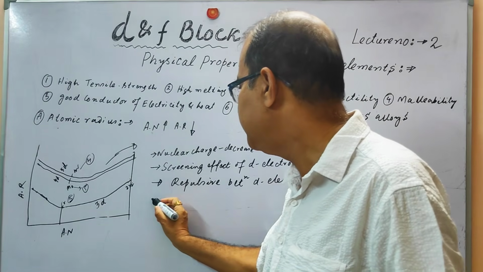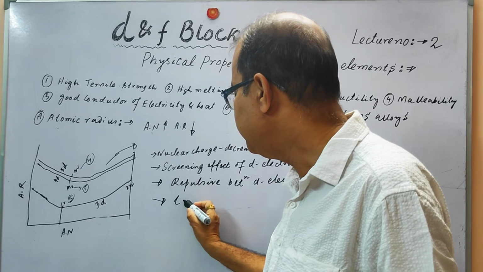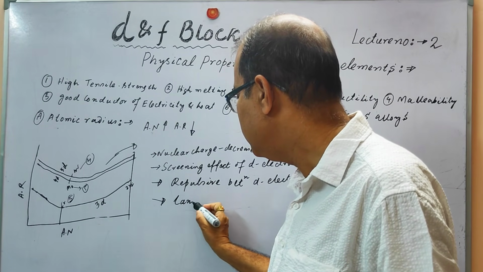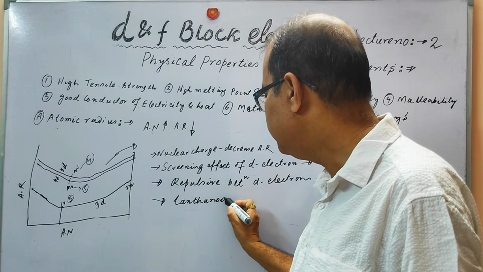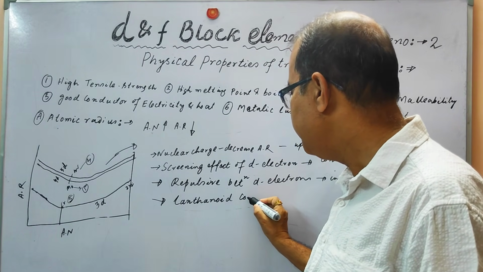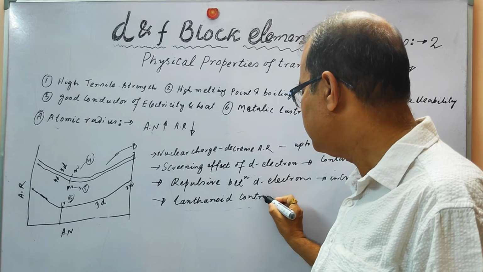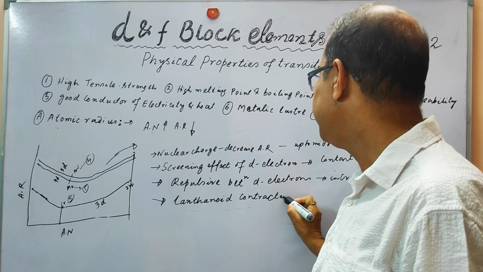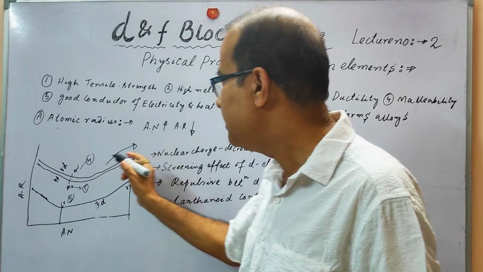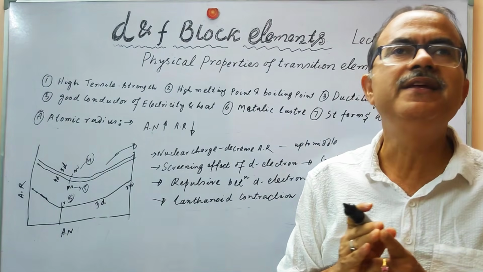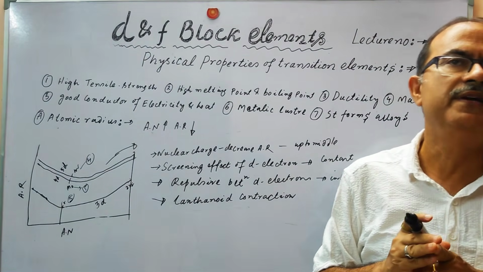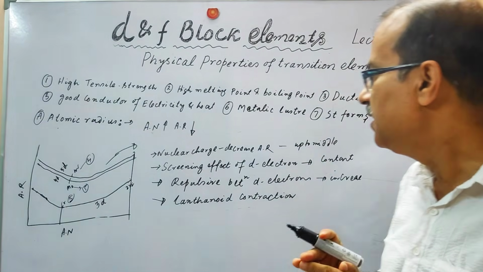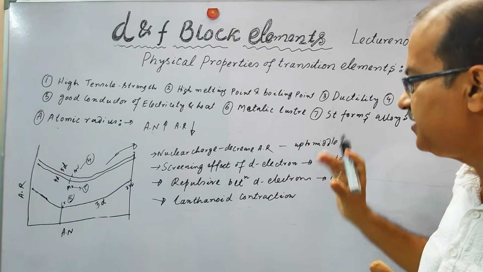The third thing that we discussed is the lanthanoid contraction. Due to this lanthanoid contraction, there is a very little gap in the radius of the 4d and the 5d elements. So we understand the atomic radius.